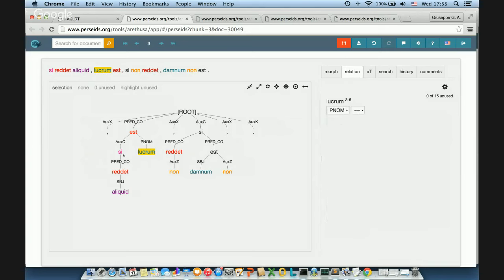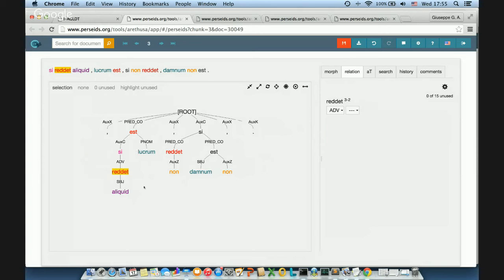And so C is rightly annotated as a subordinating conjunction. And what about redded? Again, redded is an adverbial because this is a subordinate clause, and I am annotating the function of this subordinate clause with respect to its superordinate clause, in this case, S lucrum, right?